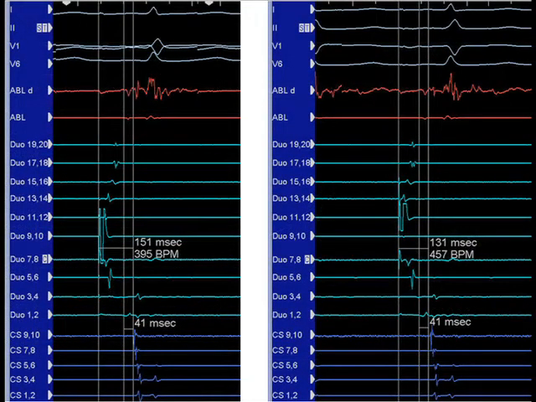Another maneuver to ensure there isn't a slow leak across the ablation line is to measure the time from the atrial electrogram at the His position to the atrial electrogram at the coronary sinus ostium. This should be the same whether pacing at the low lateral right atrium, seen on the left, or pacing in the high lateral right atrium, seen on the right. With both, the time is 41 milliseconds.